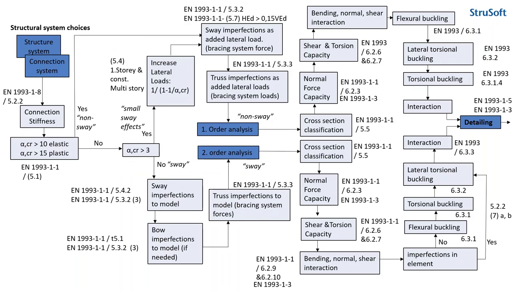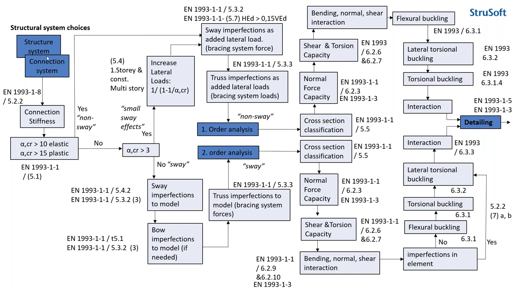Okay. So this is really confusing at first. I think I can leave this as a screenshot or something in the seminar system if you want to have this picture. But this actually describes how the analysis goes according to the Eurocode. It seems to be really complex, but basically most of your structures go a really simple path. So it's actually not as complex as it seems at first. But we start here at the top left corner. We have a structural system and we have a connection system.